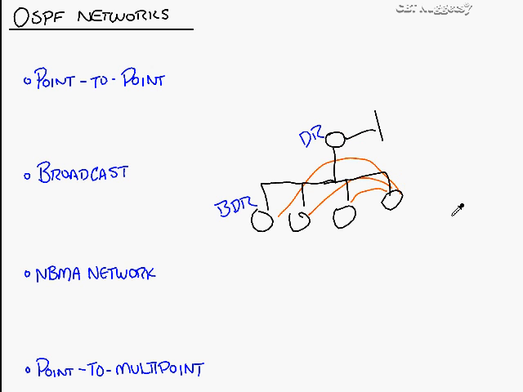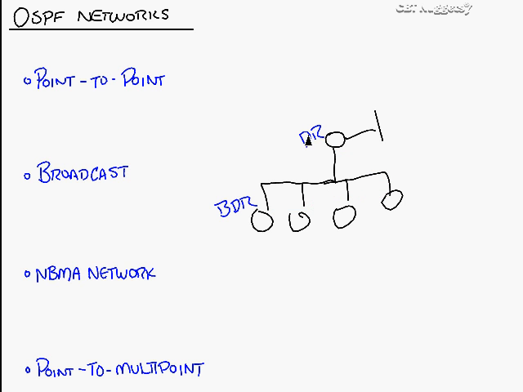So instead of a full mesh neighbor relationship, which gets really inefficient for hello messages, really inefficient for updates, we just form neighbor relationships with just the DR and the BDR. So every router on that broadcast segment has a point of contact that it can communicate with.